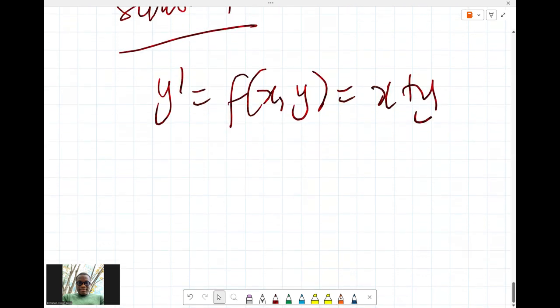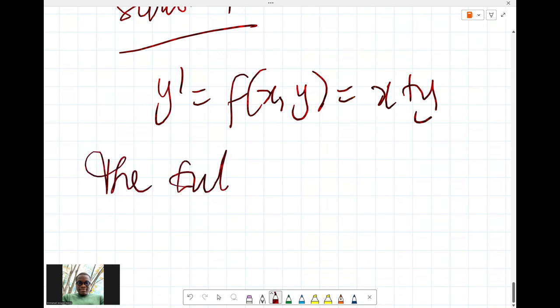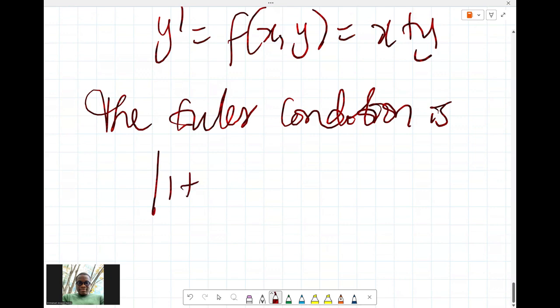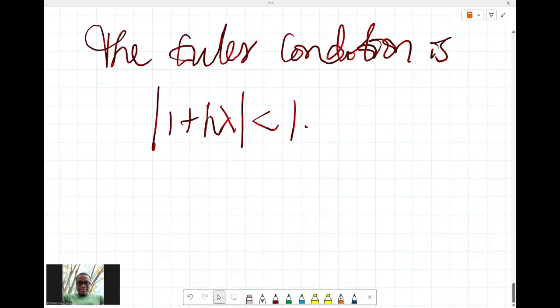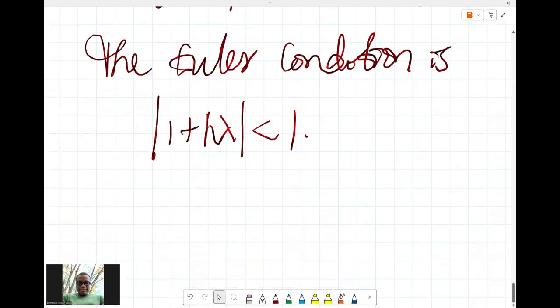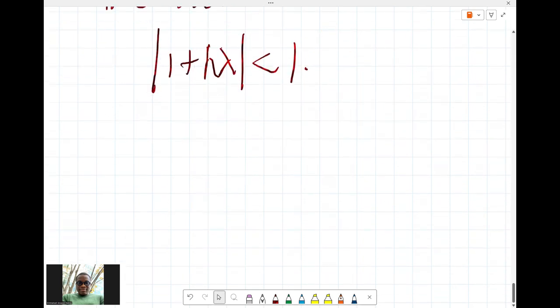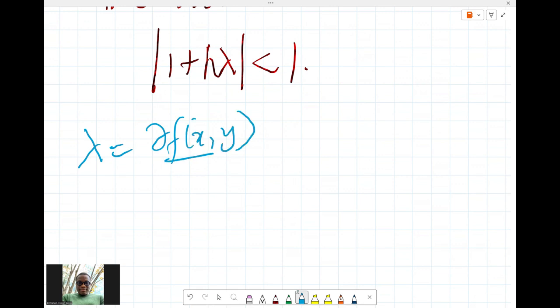So we know the Euler condition is that the absolute value of 1 plus h lambda is less than 1. So that's what we want to check for this solution right now. And from all we have, we know lambda. To get lambda, we need to differentiate the function f with respect to y. So we can say that lambda is equal to partial f of x comma y over partial y.